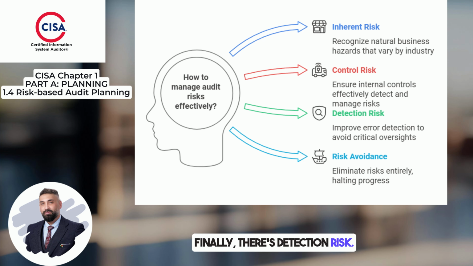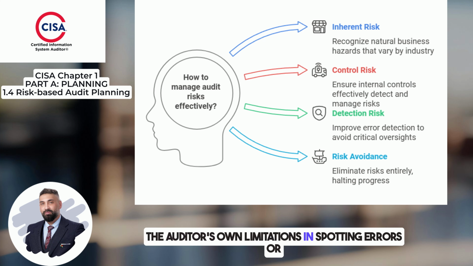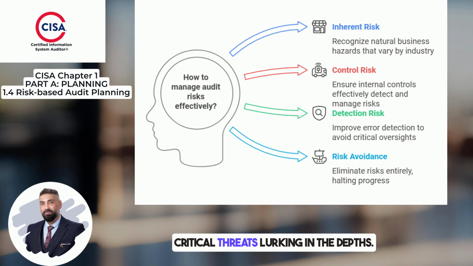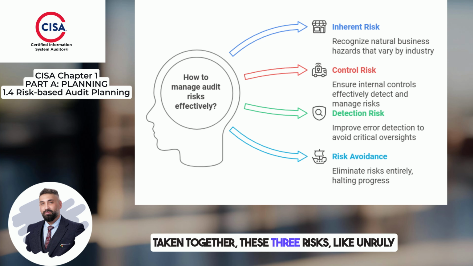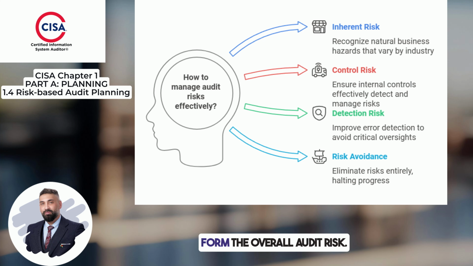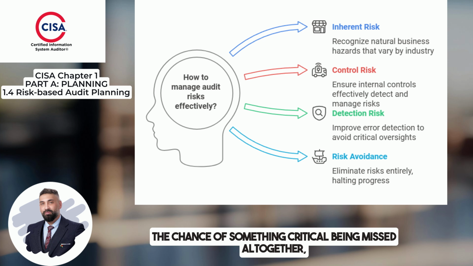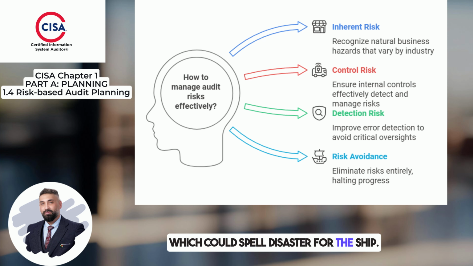Finally, there's detection risk, the sneakiest of all. This is tied to the auditor's own limitations in spotting errors or critical threats lurking in the depths. These could be oversights in the audit process or reliance on incomplete information, leaving dangerous gaps in navigation. Taken together, these three risks, like unruly pillars of an unpredictable storm, combine to form the overall audit risk, the chance of something critical being missed altogether, which could spell disaster for the ship.